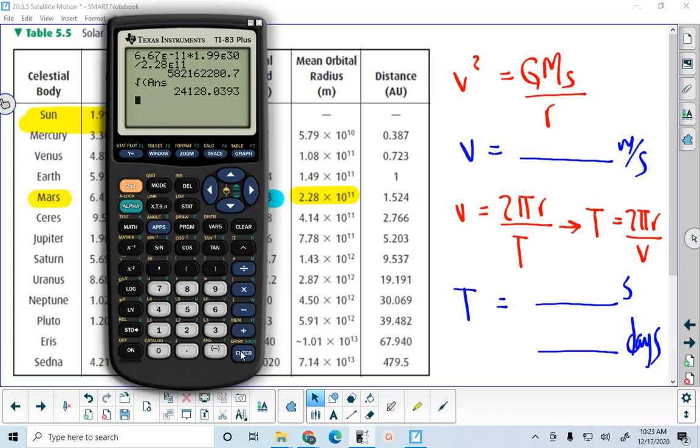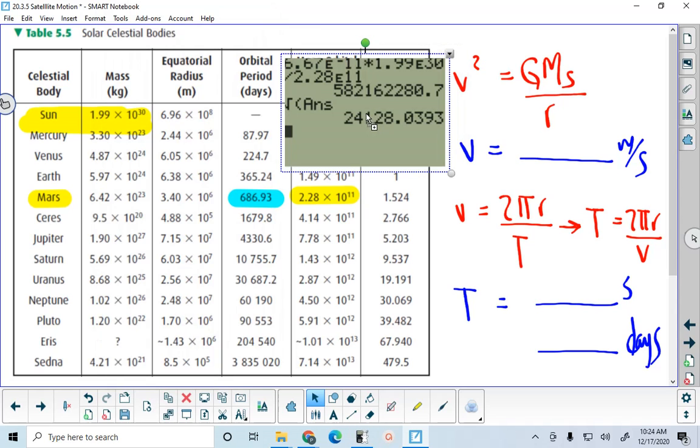I mean, that's phenomenal. Mars is so far away from the sun, but it's moving at over 24,000 meters per second. I guess 24 kilometers per second. So, Liam, can you give me a thumbs up? That's what you got for the speed. Good. So this is what you should be getting for the speed. Again, I'll just park this here beside the letter V.